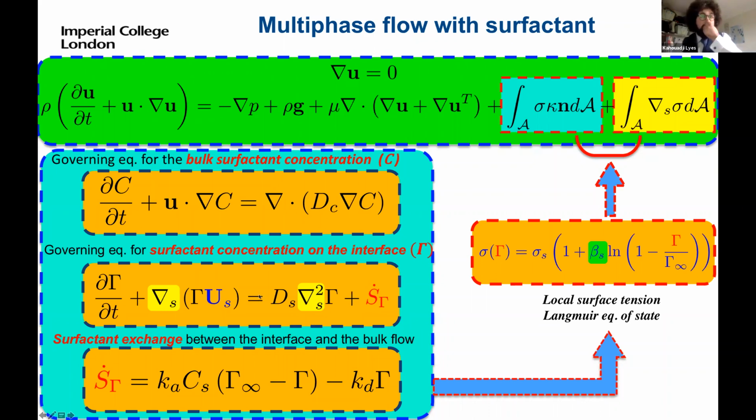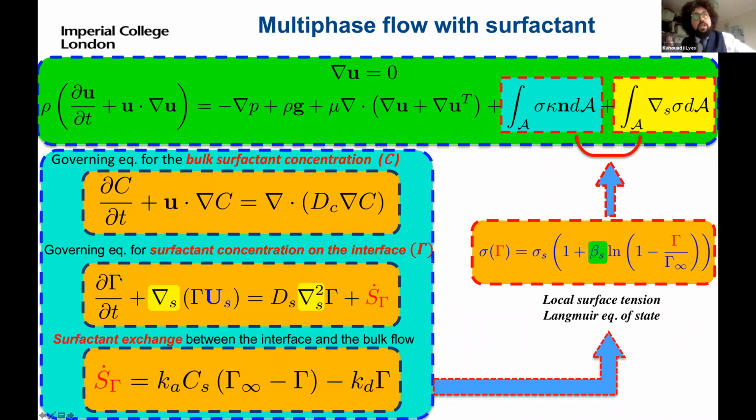And of course, when you have variation of the interfacial concentration on the interface, it will give you a non-uniform concentration, so it will also give you a variation of the surface tension on the interface. So the surface tension will be local.